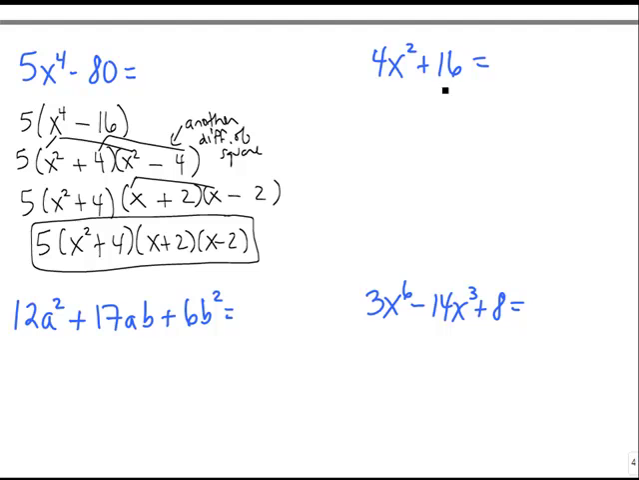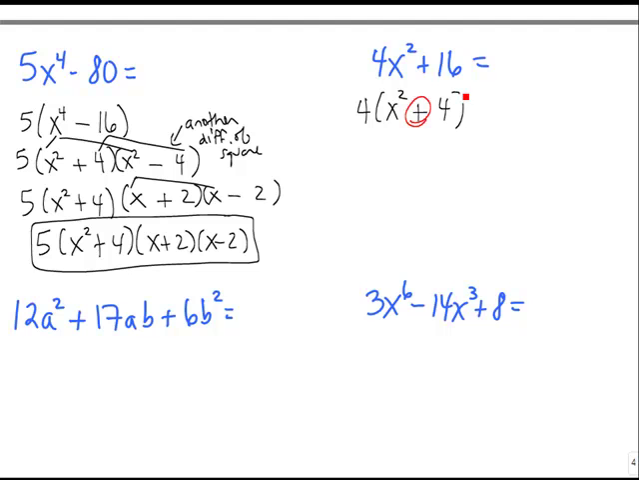Okay, on the next one we have 4x squared plus 16. 4 and 16, right away you should see there's a GCF there. So if we pull out our 4, we're left with an x squared, and 4 divides into 16 4 times. On this x squared plus 4, it's really tempting to say that that's a difference of squares because they're both perfect squares, but we have addition.